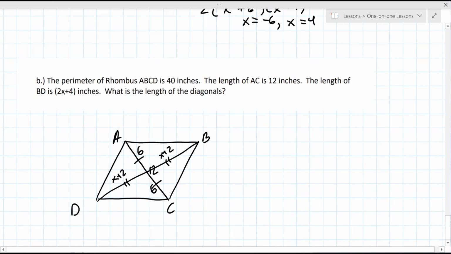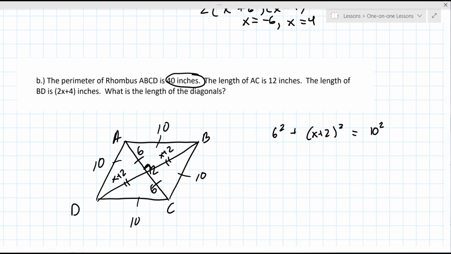Okay. What is the length of the diagonals? So we know that the perimeter is 40 inches. That means that all four of these are the same because it's a rhombus. Yep. That means they're all 10. Okay. And you already know this is a right triangle, so you can say 6 squared plus (x plus 2) squared equals 10 squared. Go ahead and solve for this. You're going to find there's actually two answers. One of them will not be allowed, though. We'll talk about why in a moment. It's not because it's negative, but we'll talk about why.